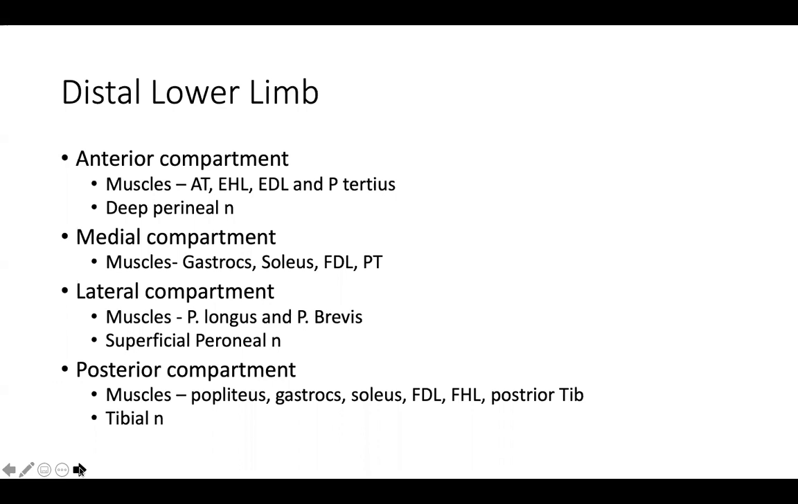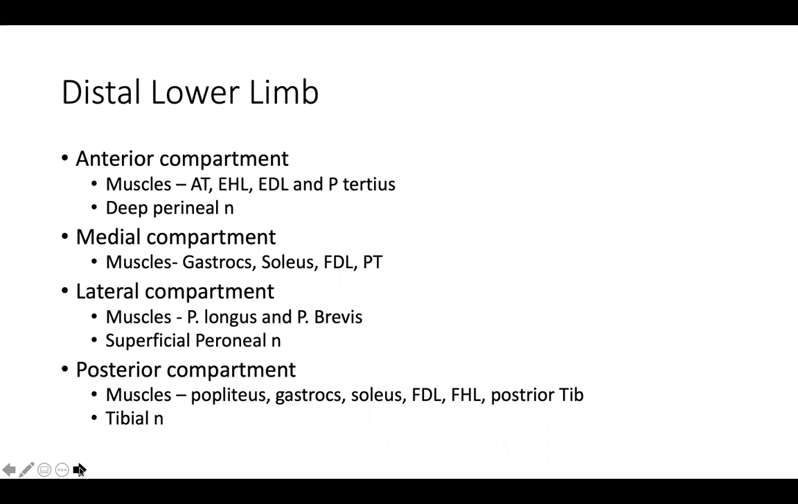Medial compartment, if you approach from the medial side, you can see gastrocs, soleus, flexor digitorum longus, posterior tibialis. Sometimes you can see flexor hallucis longus when you scan little children. And lateral compartment is the peroneal muscles, the peroneus longus, peroneus brevis, or sometimes we call them the fibular muscles. And then we also can see the superficial peroneal nerve.